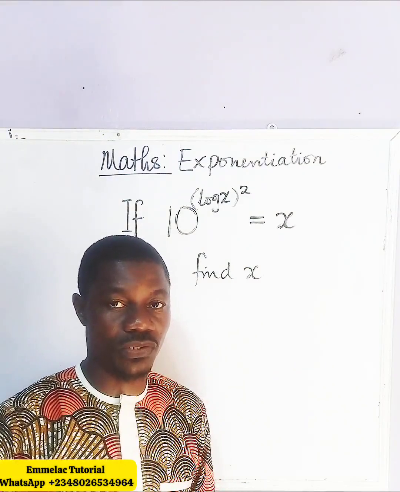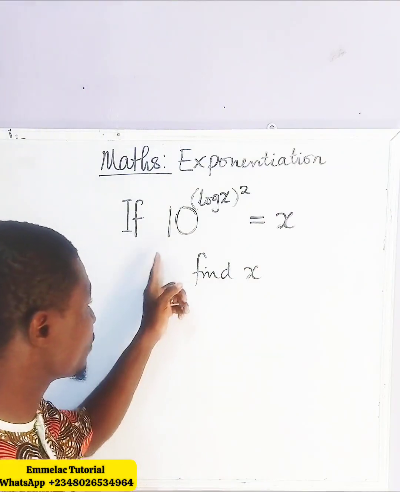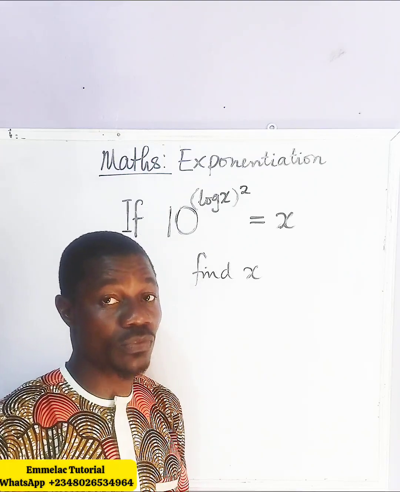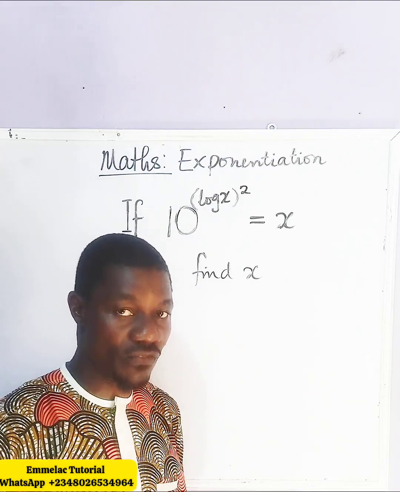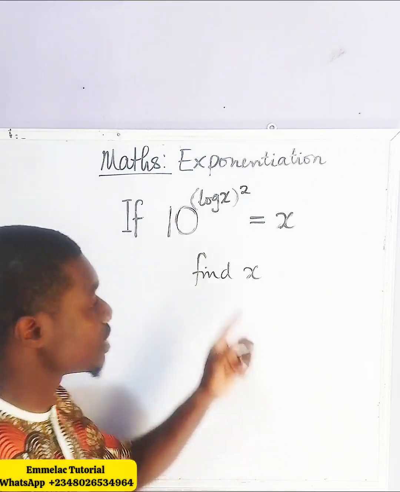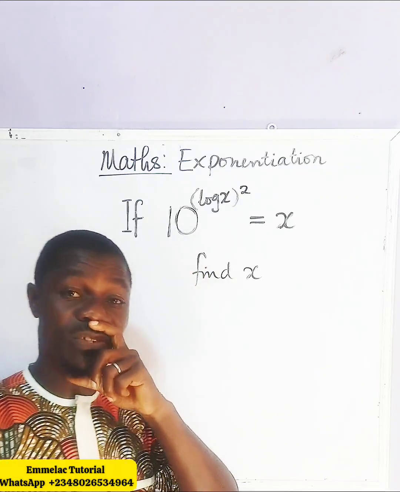Now before us is this question. It says if 10 raised to the power of log x squared equals x, find x. Alright, so what do we do? First of all, take note of the left hand side. You have a base of 10.